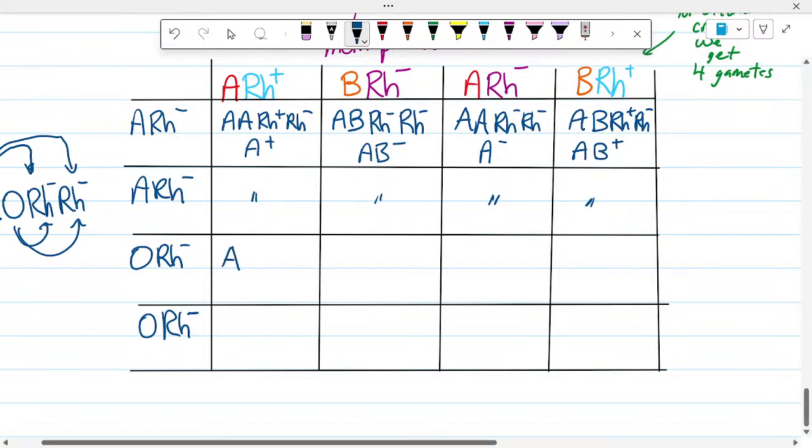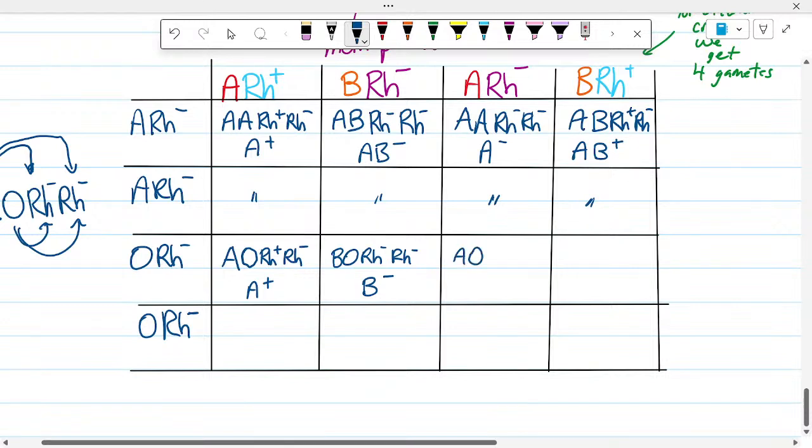What will this be? Yeah, by convention, we still put one of the dominant ones first. So we'll go AO, and then we'll say Rh positive and Rh negative. What blood type are they? A positive. And here? BO and Rh negative, Rh negative. This person will be B negative.